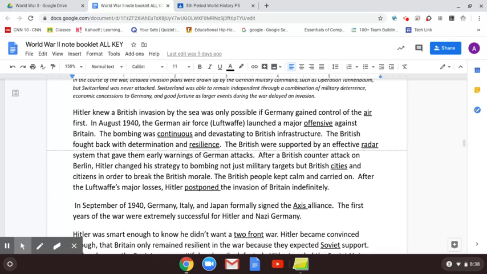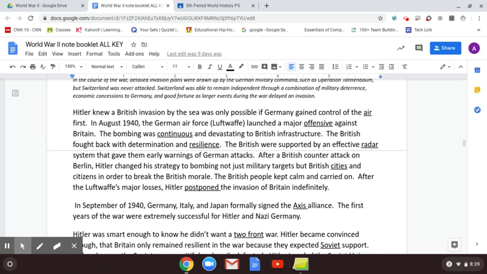But as the saying goes, they stayed calm and carried on. The British fought back with determination and resilience. The British were supported by an effective radar system that gave them early warnings of German attacks. So one thing that they did have that proved really important for the British was good radar technology. So they know when the German attacks are coming and they can get some sort of early warnings, both for their military defense and for the people that are trying to stay alive.